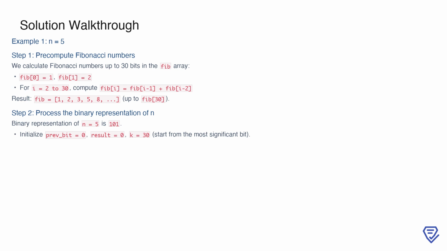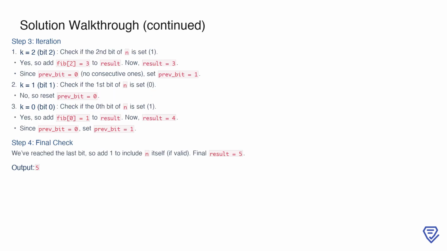Now, we process the binary representation of the given number, n equals 5, which is 101. We initialize prevBit to 0, result to 0, and k to 30, as we will analyze the binary digits starting from the most significant bit. With the binary representation of n equals 5 as 101, we begin iterating through its bits. When k equals 2, we check if the second bit is set to 1. Since it is, we add fib[2] equals 3 to the result, making result equals 3. Because the previous bit was not set, prevBit equals 0, we update prevBit to 1.